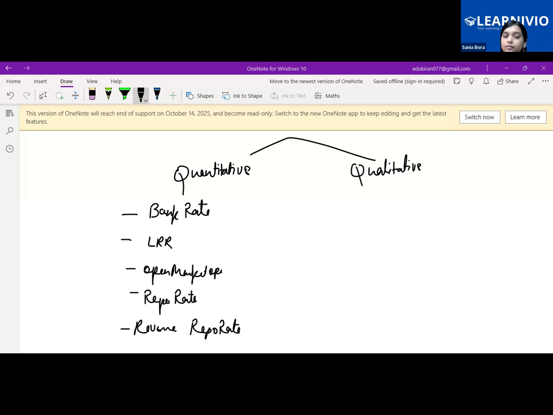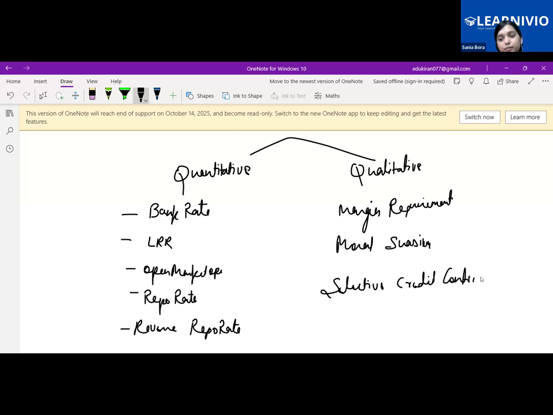Yeah. Now coming to this one here. First of all, margin requirement, right? Margin requirement is there. Moral suasion is there, and then after that, selective credit control. These are the tools. Okay.